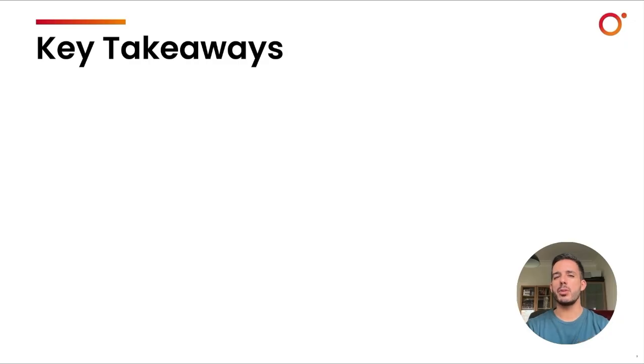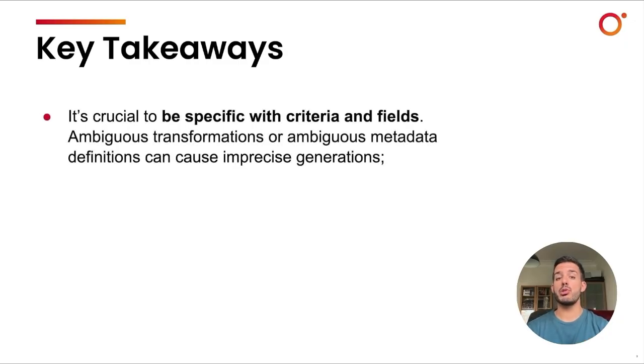What are some key takeaways from this module? First, it's crucial to be specific with your criteria and with your fields. Remember, you may have ambiguous transformations, ambiguous metadata definitions, ambiguous rules, and those just result in imprecise generations. The more that you can provide context and talk about specific fields, specific use cases, specific formats, the better your results are going to be. As in general for any GenAI task, right?